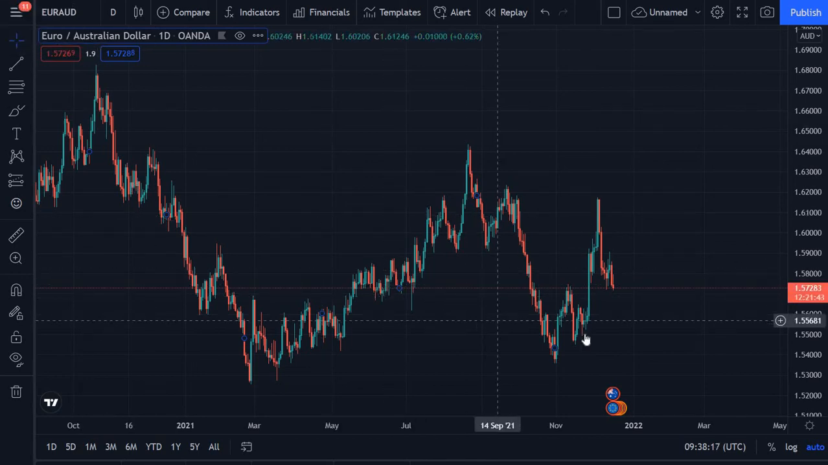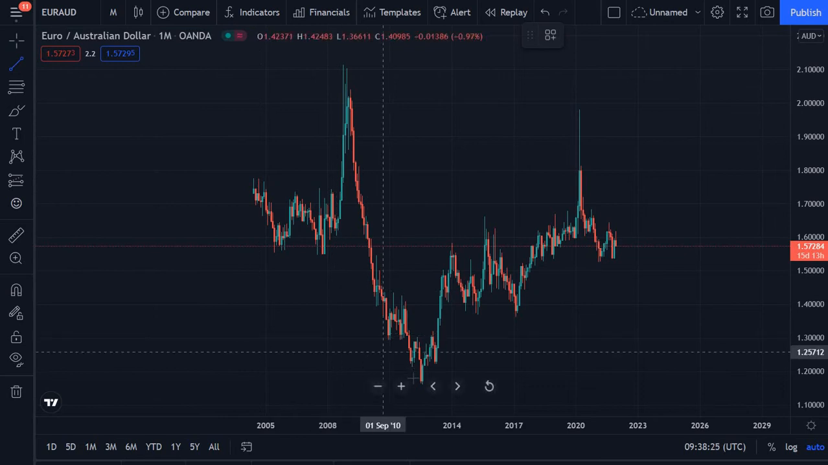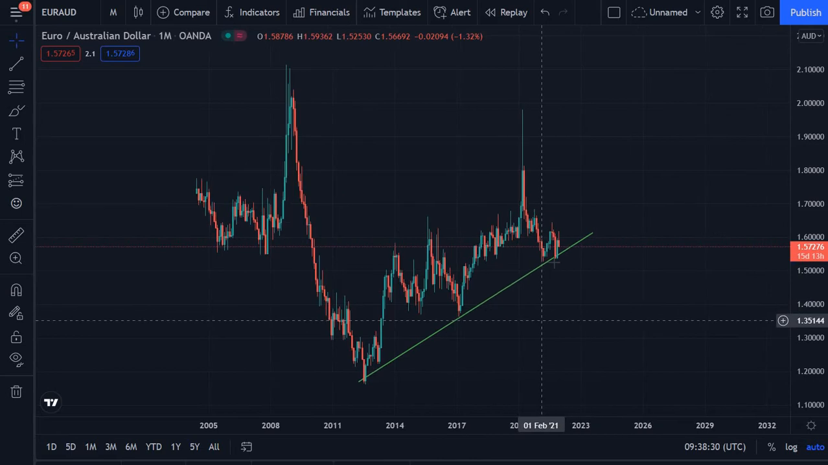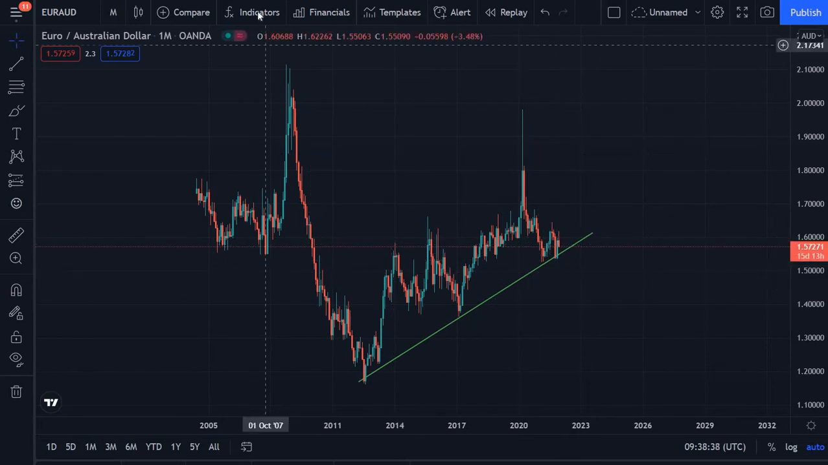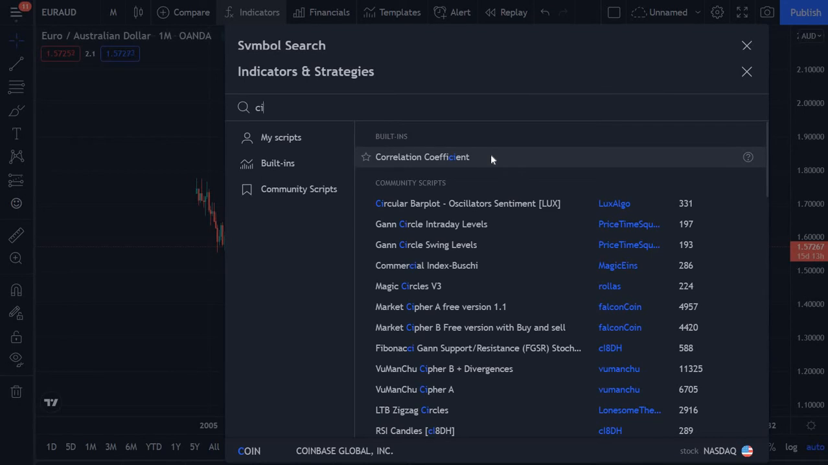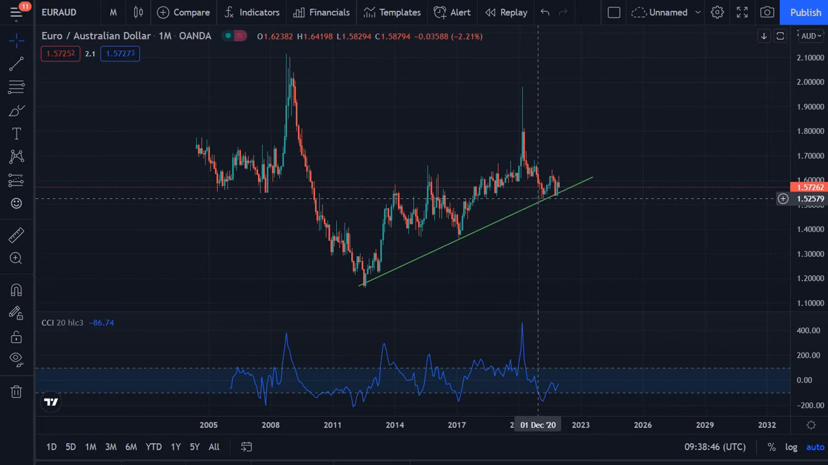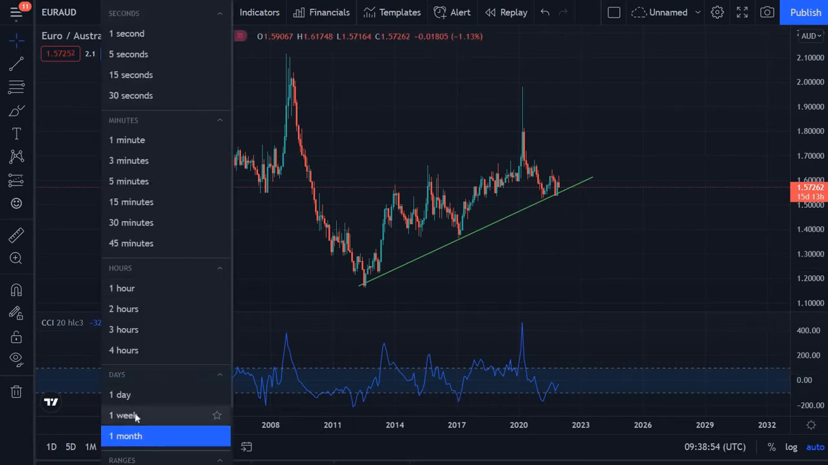Taking a look at the Euro Australian dollar here on the daily. Let's quickly check the monthly. So kind of an uptrend here, and we had a little bit of a push to the upside here on this trend line. And here kind of this double bottom and this divergence to the upside on the CCI.